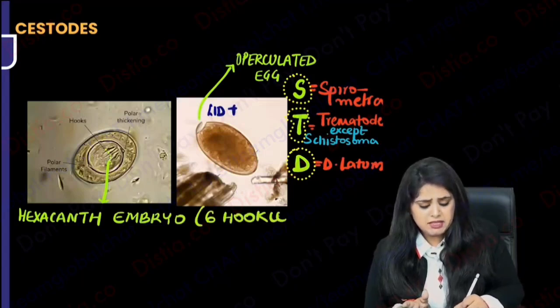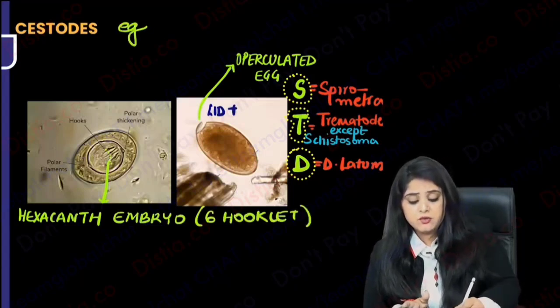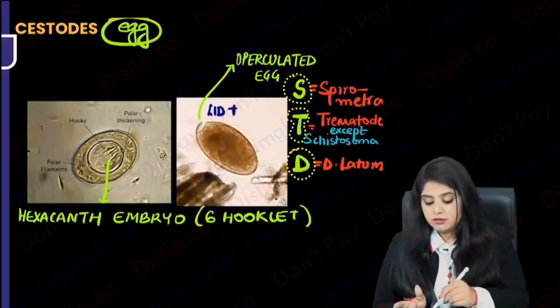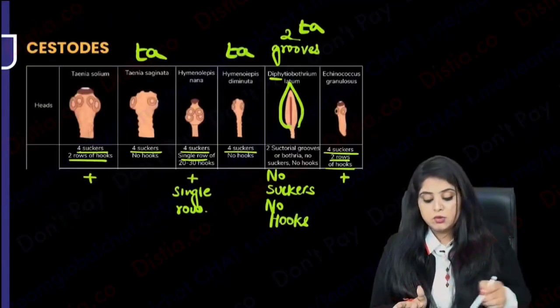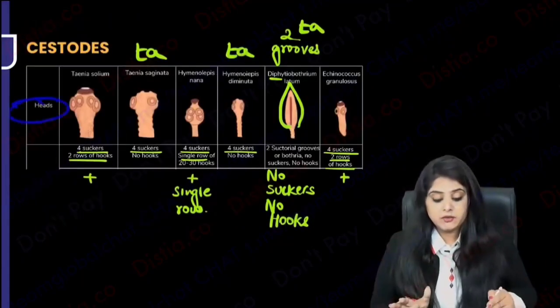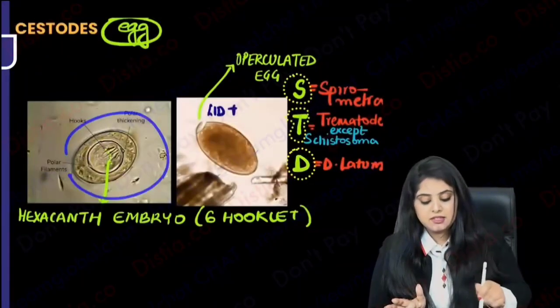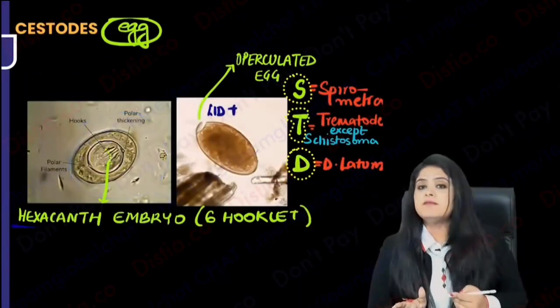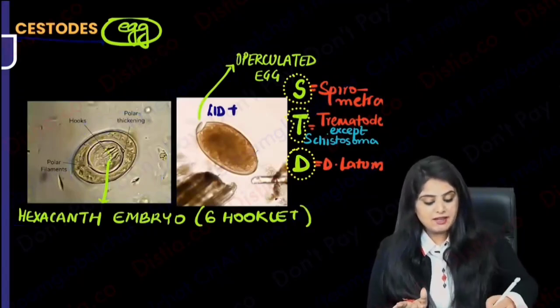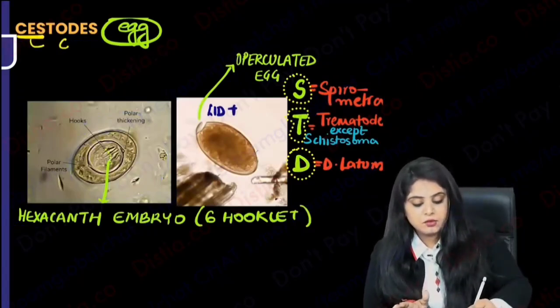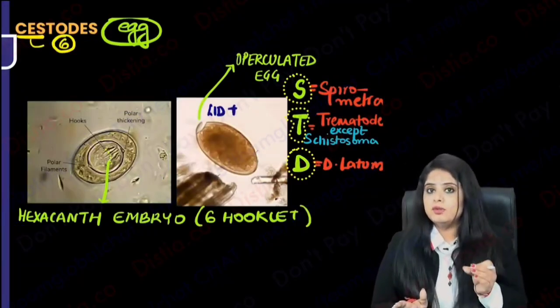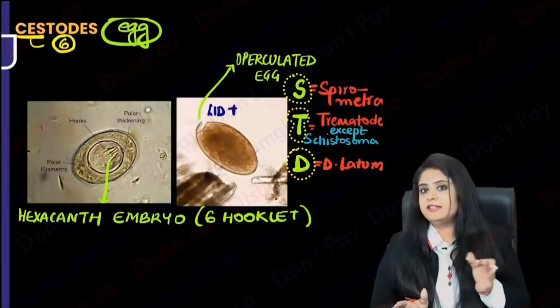And in the exam, please don't get confused. What I am teaching you over here is the egg. These are the hooklets of the egg. What I taught you earlier was the hooklet of the full worm, the head end of the worm, wo adult worm tha. Now what I'm teaching you is the hooklet that you have in the egg. So how many hooklets? All the cestodes will have. So how I have learnt it is, cis stands for 6, hai na? So cestodes have the 6 hooklets wala egg, hexacanth egg.